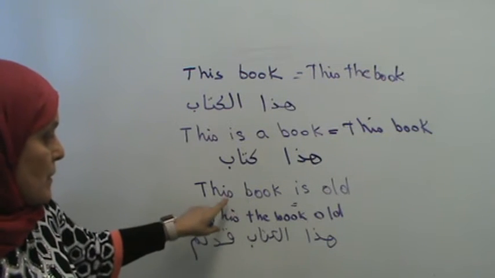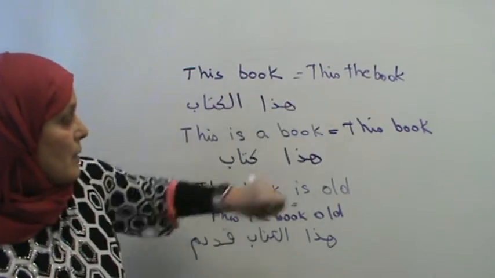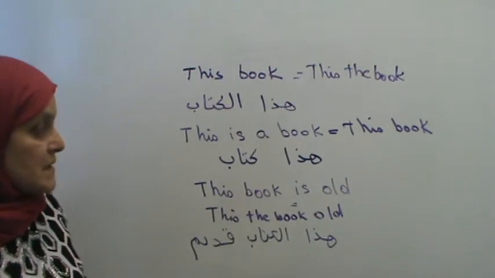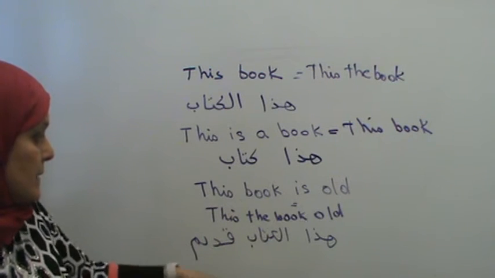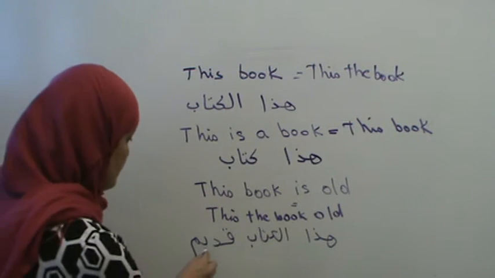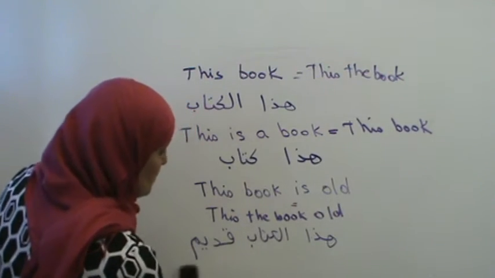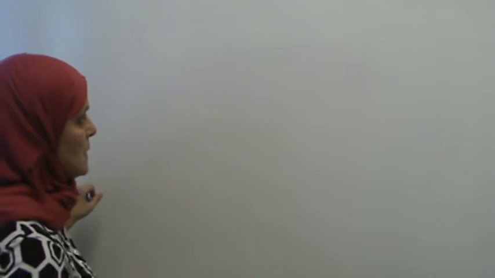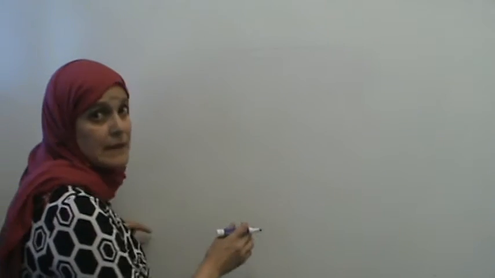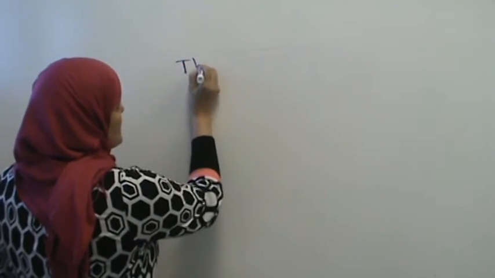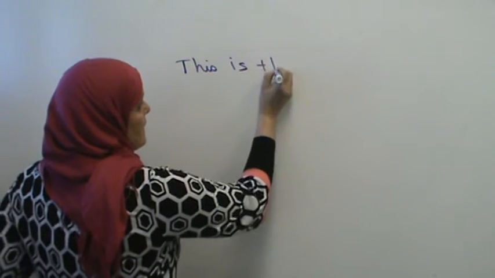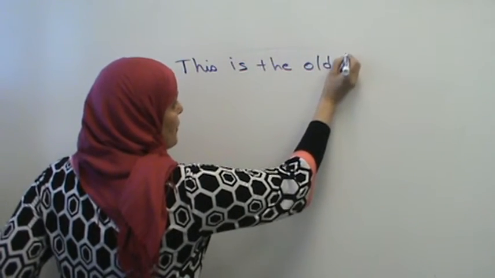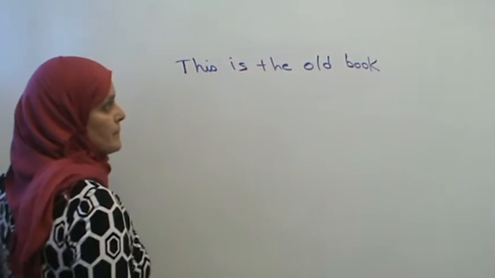So this book, this book is old, means the "is" drops the L. هذا الكتاب قديم. Now, two more things, and then I give you some examples, or you can just translate what I'm going to put here in English to Arabic, and you're going to see the answer on the video. Now you are going to say, this is the old book.